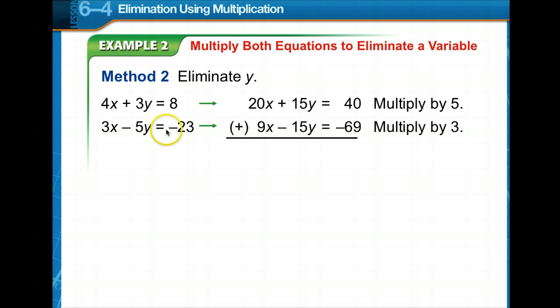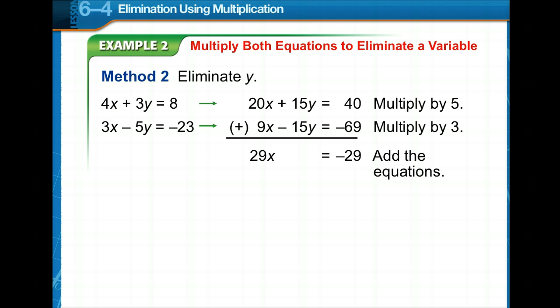So we're going to multiply the first equation by 5 and the second equation by 3. Now, if I only had to do it once at the beginning, this is the method I would choose, because I see that these signs are opposites. So then I'm not messing with as many negative numbers.